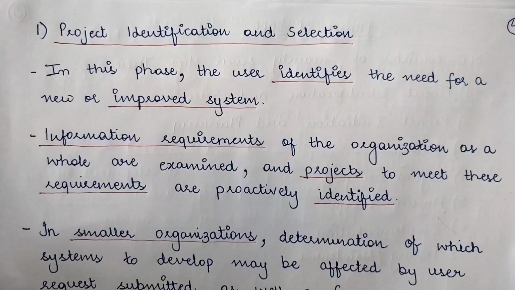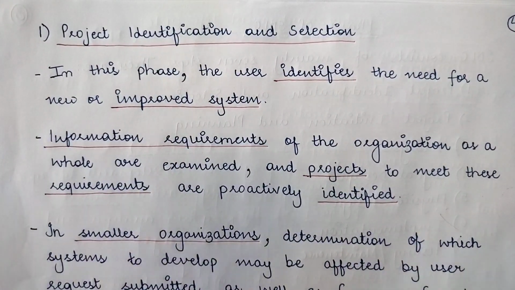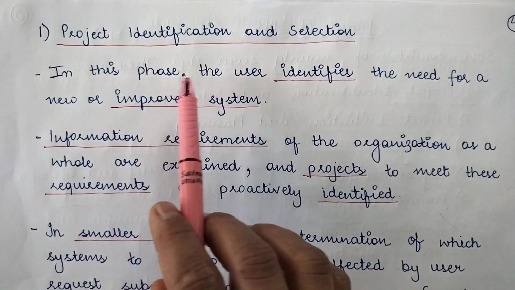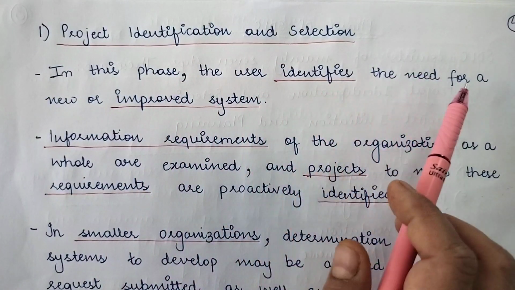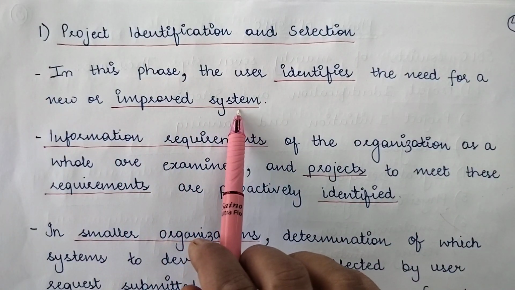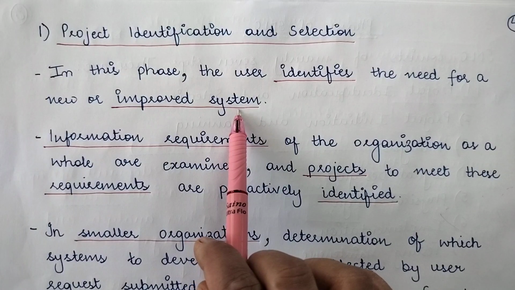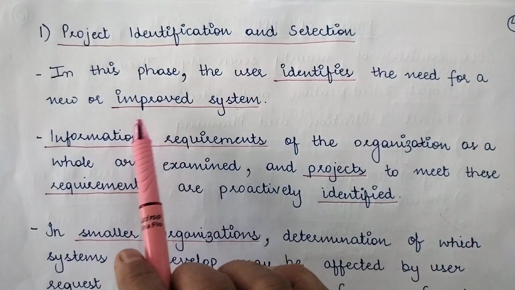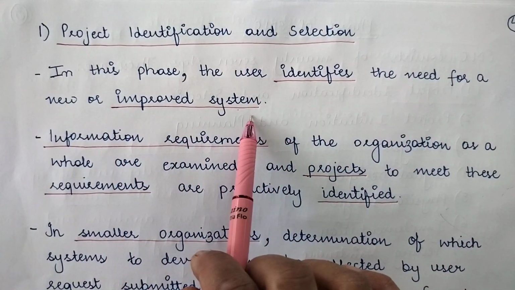Now, let us look at all these phases in details. So, we will start with the first phase, which is project identification and selection. In this phase, the user identifies the need for a new or improved system. Why are we doing the SDLC? Because we want to develop a new information system. But why do we want to develop a new information system? Because the user identified the need for a new or improved system and came up to the analyst.